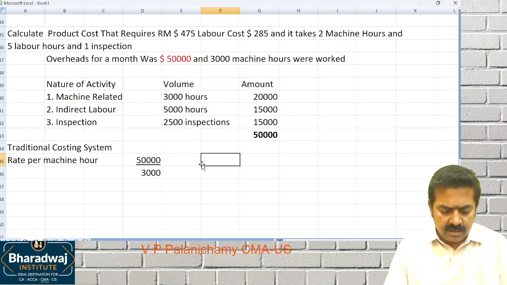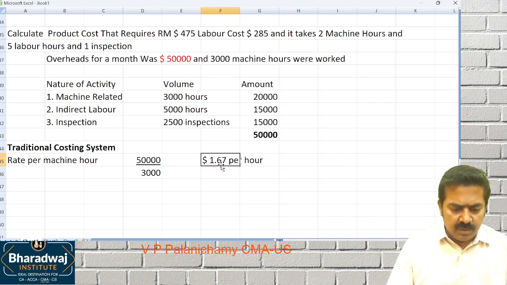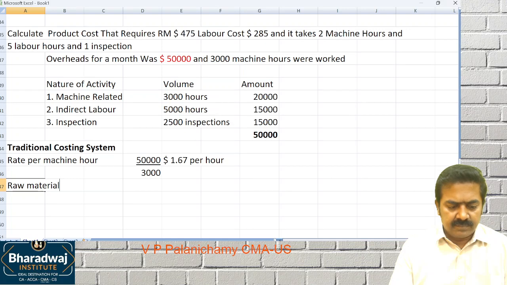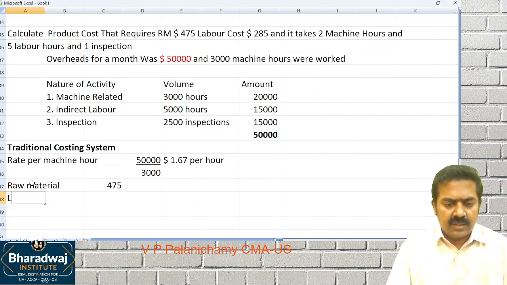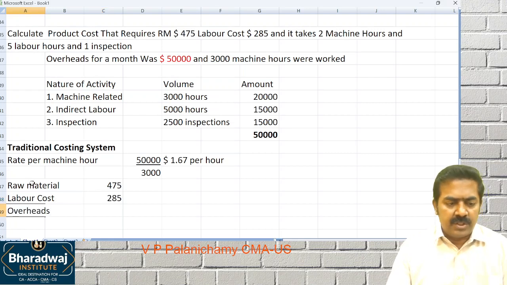You get $1.67 per hour. Using this, we are going to work out the product cost. How to work out the product cost? Raw material required for the product is $475. Labor cost, $285. Overheads, single recovery rate, 2 machine hours into 1.67.